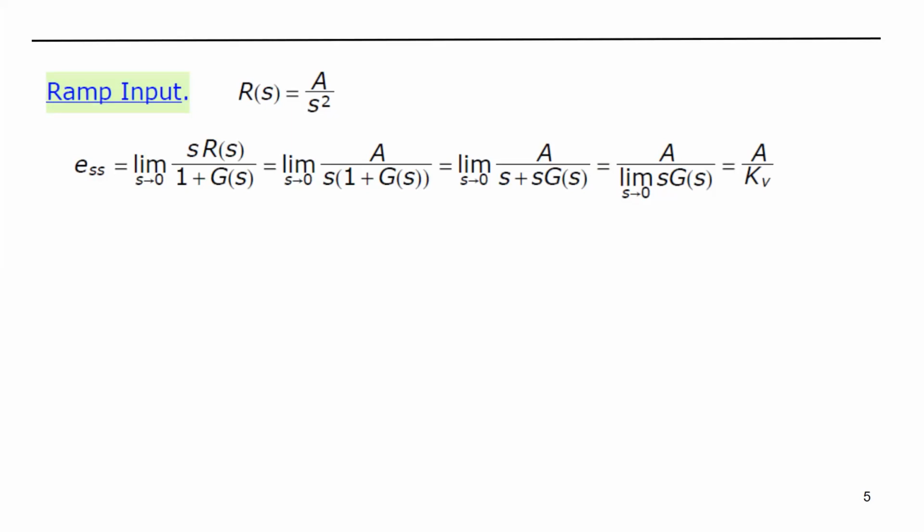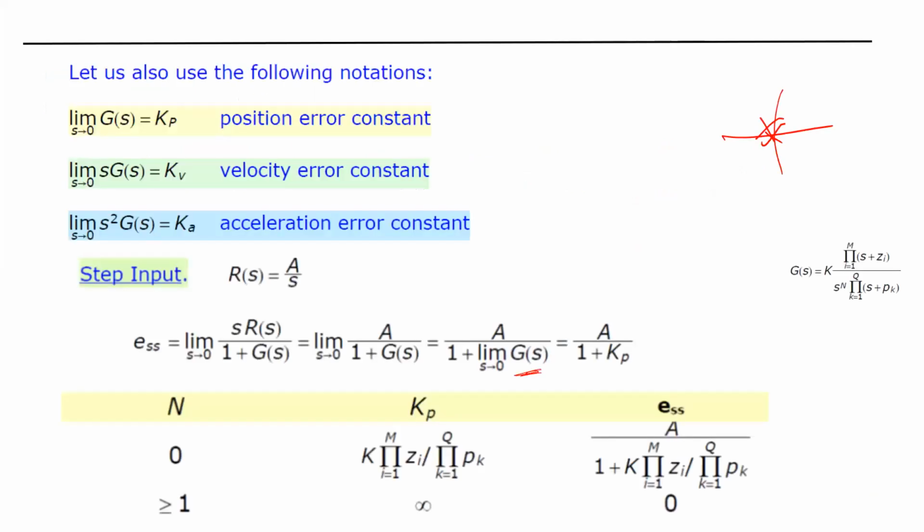Sorry, I have a quick question. We have written G of S as a multiplication in the numerator of zeros and a multiplication in the denominator of poles. But it will not make a difference if I cannot, for example, break this expression, right? What do you mean? This is very general.